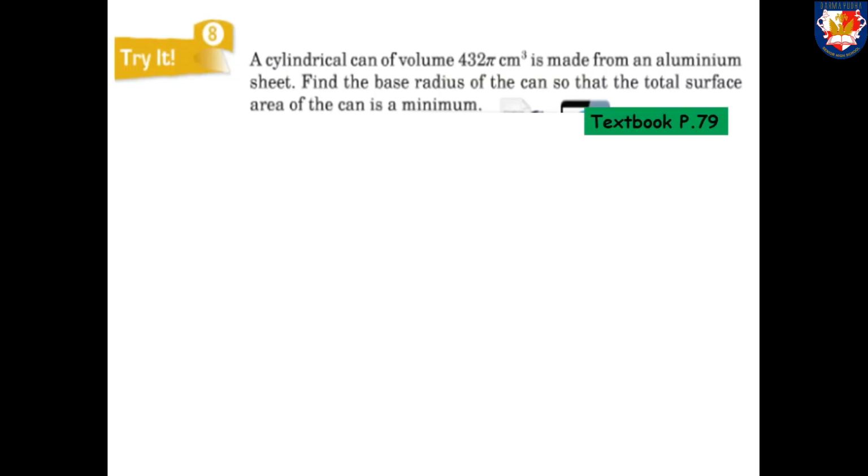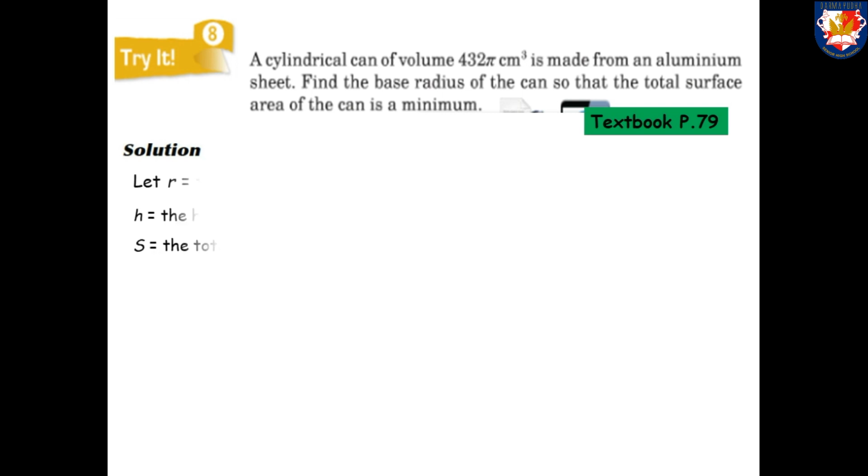Hi students, today we are going to learn about maxima and minima problems. Check it out. Let's see the first example. A cylindrical can of volume 432π cm³ is made from an aluminum sheet. Find the base radius of the can so that the total surface area of the can is a minimum.